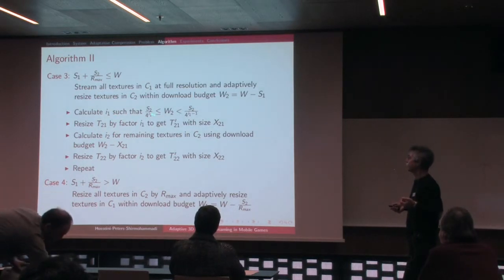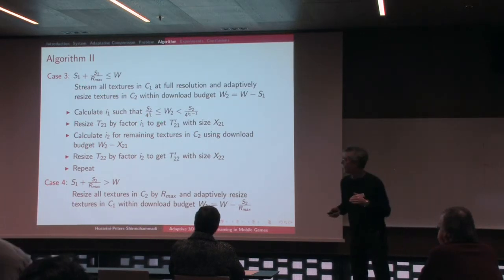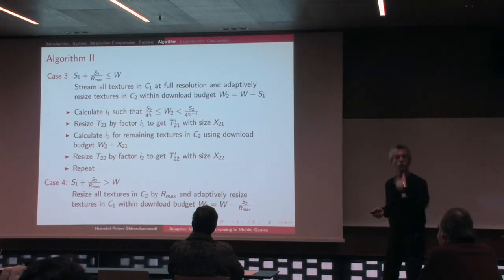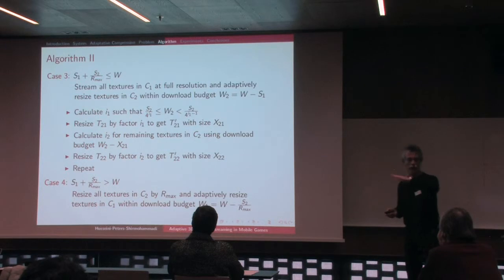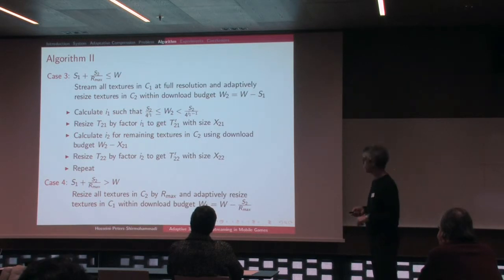The algorithm for the first one is we calculate the minimum amount that we have to compress so that we could actually send them all. We compress the first one by that amount, downsample it by that amount, send it, and it takes a certain amount of size. We take that out of the budget, and then we calculate a new value for the remaining textures, send it. So it's adapting as much as it can. We repeat that. Case four is very similar, but for the textures in the first class.